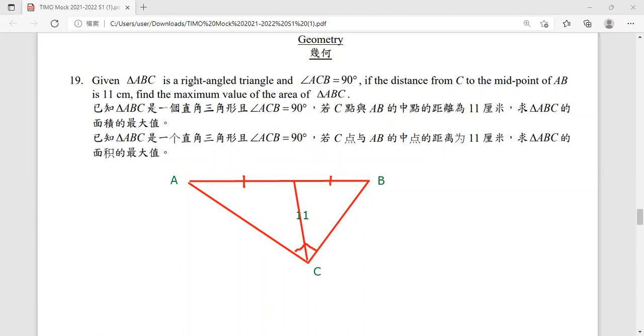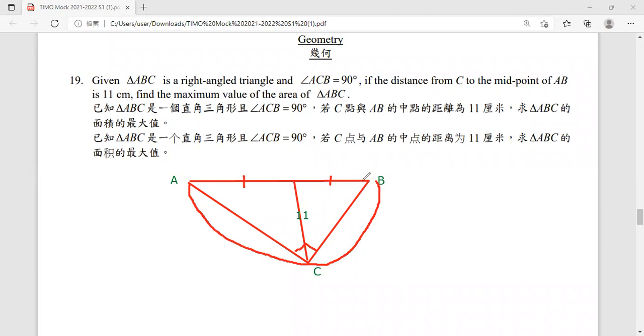you will know that if C is moving, the angle is still 90 degrees. So A, B, and C here, the angle ACB will remain at 90 degrees. If C moves, you will find the locus of C. Find where C is going. It's just a semicircle with diameter AB.